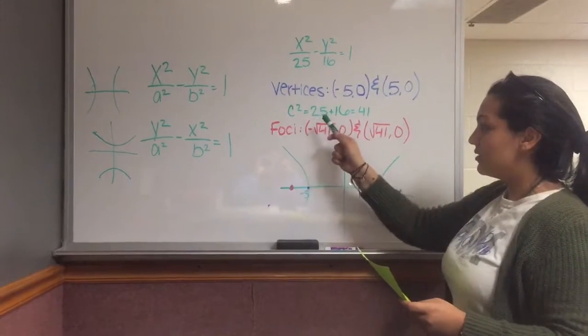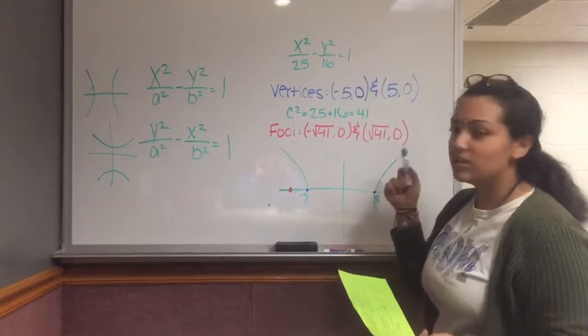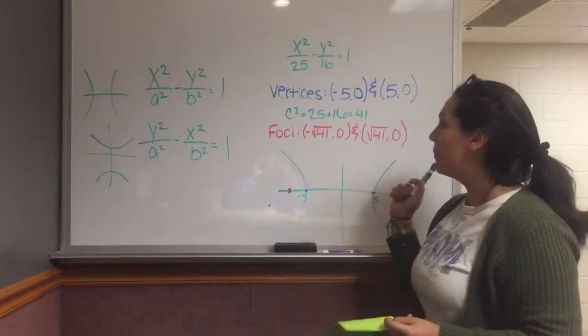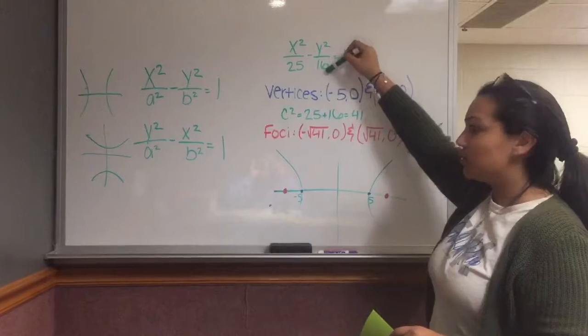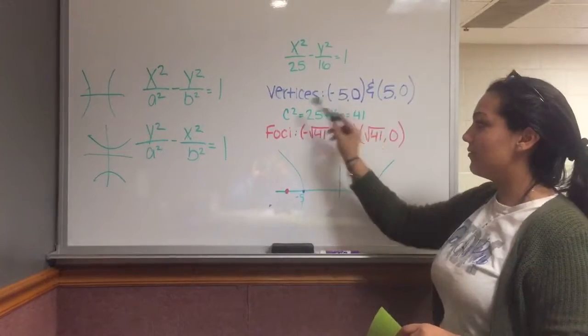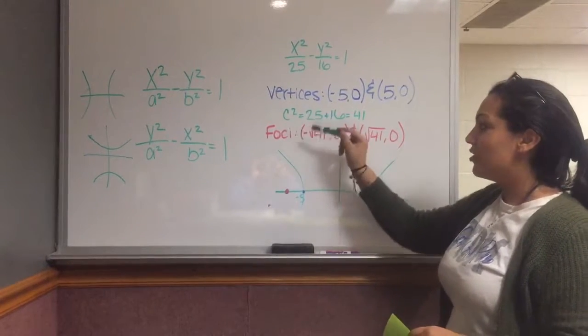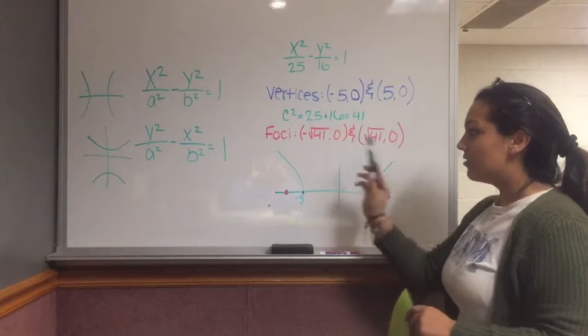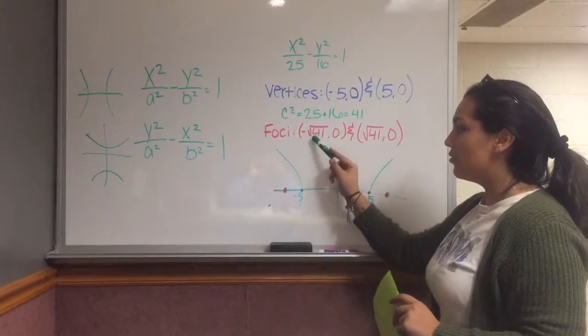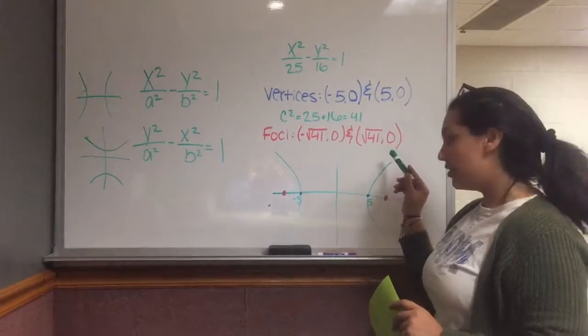And then you would use the Pythagorean theorem, which is c squared equals a squared plus b squared. You would take your a and b, the two values that you have, and plug them in to figure out c squared. Whenever you add them, you would get 41, and then you'd square root. So that's why the foci are -√41 and +√41.